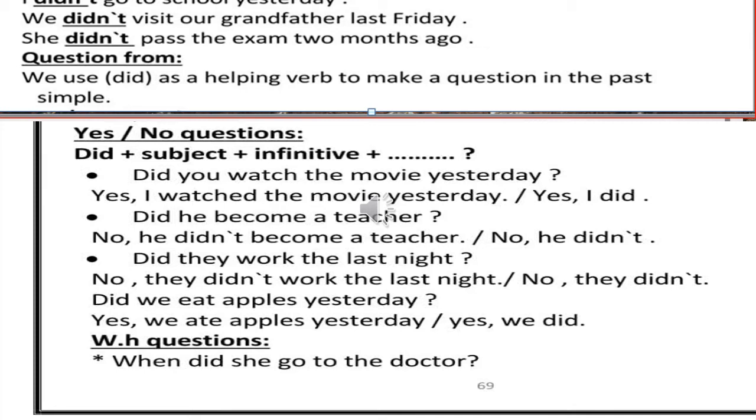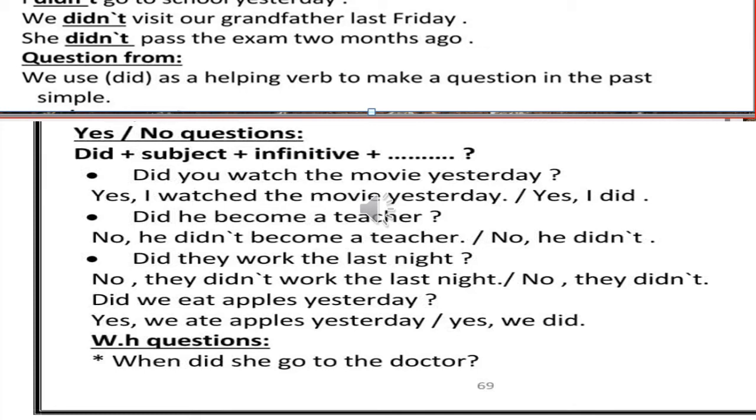Another example, did he become a teacher? No, he didn't become a teacher. Or, no, he didn't. Another example, did they work last night? No, they didn't work last night. Or, no, they didn't. Another one, did we eat apples yesterday? Yes, we ate apples yesterday. Or we can say, yes, we did.